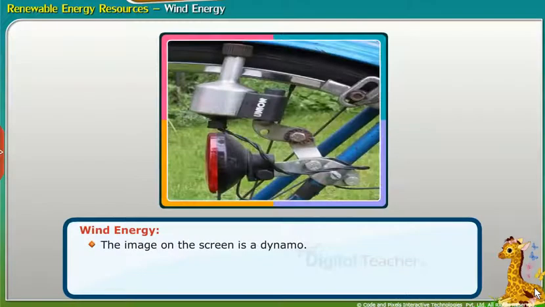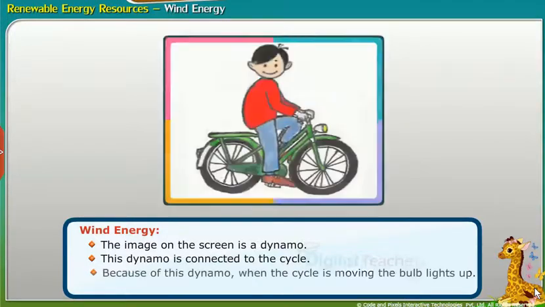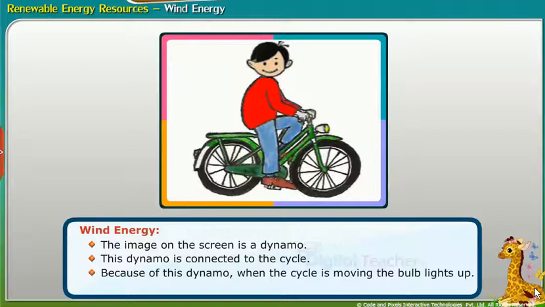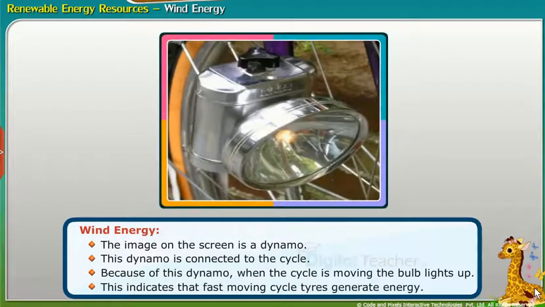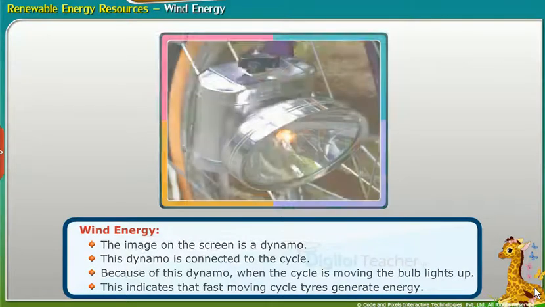The image on the screen is a dynamo. This dynamo is connected to the cycle. Because of this dynamo, when the cycle is moving, the bulb lights up. This indicates that fast-moving cycle tires generate energy.